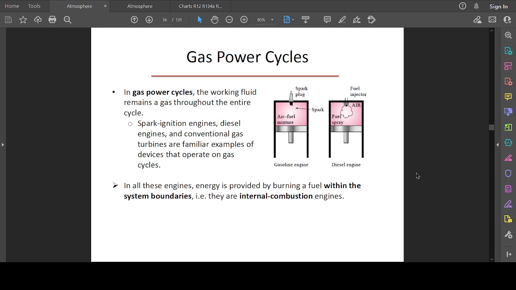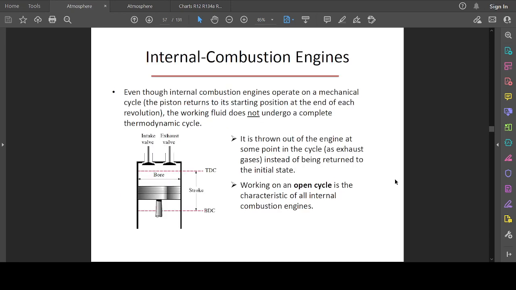So in all these engines, energy is provided by burning a fuel within the system's boundary. They are internal combustion engines. Even though internal combustion engines operate on a mechanical cycle, with the piston returning to its starting position at the end of each revolution, the working fluid does not undergo a complete thermodynamic cycle. It is thrown out of the engine at some point in the cycle, as the exhaust gas from the exhaust valve, instead of returning to its initial state. Because of this, we can say that it's an open cycle, and that is a characteristic of the combustion engine.